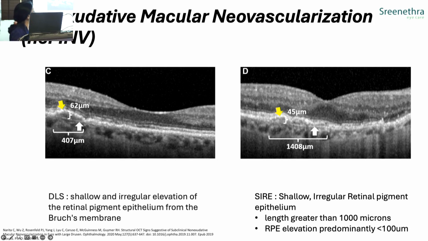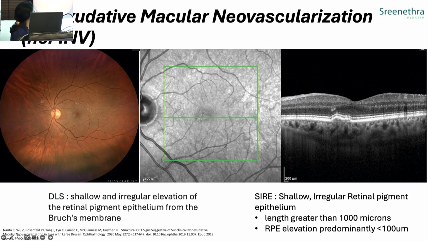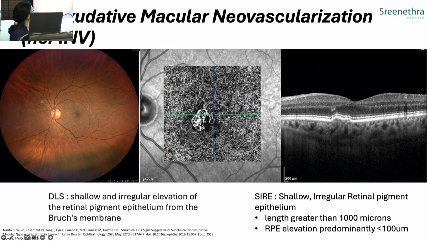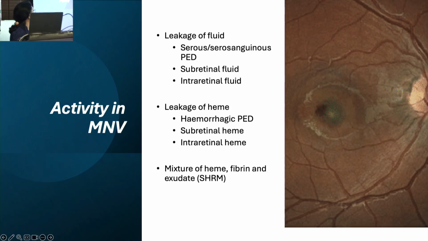So coming to non-exudative macular neovascularization, this is typically seen in patients where we are treating the other eye for exudative MNV. So double layer sign, as Dr. George explained, you have this separation of the RPE from the Bruch's membrane. And Narita et al. described when the length is more than 1000 microns, it could be harboring a MNV. So this is a case where clinically you don't see anything much. OCT shows just the double layer sign, but an underlying OCTA will show you a non-exudative MNV.